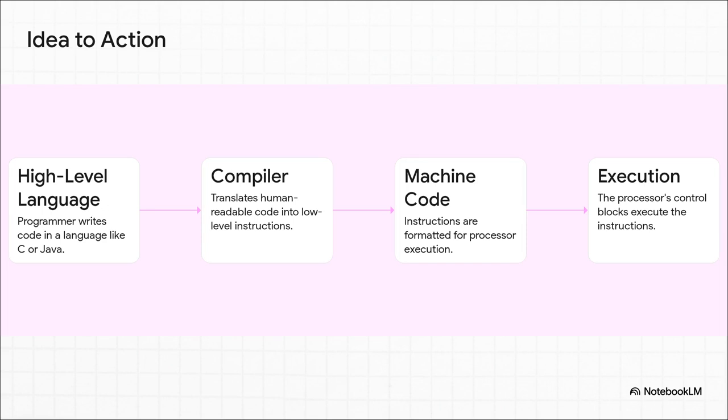Then a special program called a compiler acts like a universal translator. It turns that human-readable idea into raw machine code, the ones and zeros that the processor can actually understand and execute. This whole process, turning abstract thought into physical action, is really the magic of software.